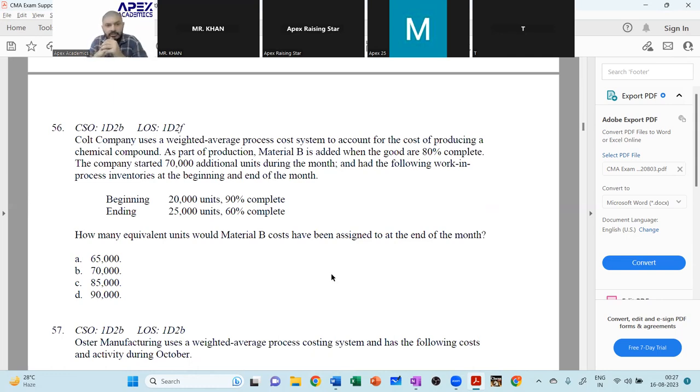Colt company uses a weighted average process cost system to account for the cost of producing a chemical compound. As a part of production, a material B is added when the goods are 80% completed. Please understand, nowhere it is a rule that all materials have to be added at the start. It is an assumption of cost accounting. I have made a note on this. But what about those specific products that required certain materials to be added after a certain point in time? Not before, but after a certain point in time.